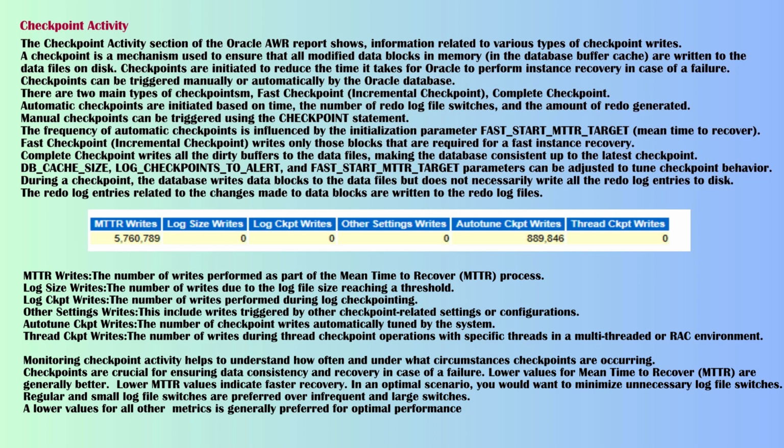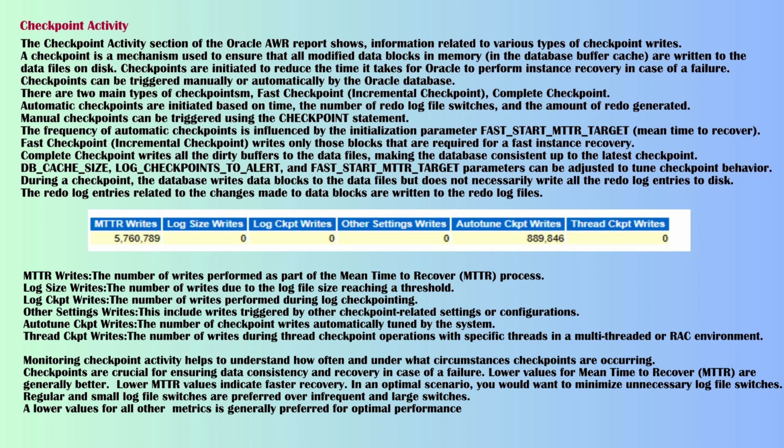There are two main types of checkpoints: fast checkpoint, incremental checkpoint, and complete checkpoint. The frequency of automatic checkpoints is influenced by the initialization parameter fast_start_mttr_target, mean time to recover target. The db_cache_size, log_checkpoints_to_alert, and fast_start_mttr_target parameters can be adjusted to tune checkpoint behavior.